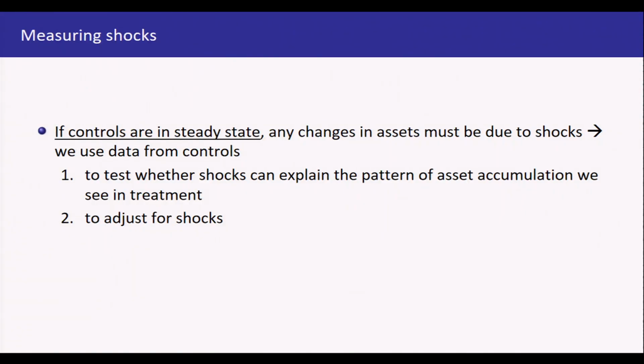Before doing that, however, we have to worry about things that happen by chance. Now, things change, and there are shocks, and these shocks could be correlated with baseline transfers. So how do we do that? Well, again, we have the control group. If the control are in steady state, which from the earlier graph that I showed you looked like they were, because they weren't changing capital at all, then any change in assets that we observe must be due to shocks. So we can test whether the shocks can explain the pattern of asset accumulation that we see in treatment.